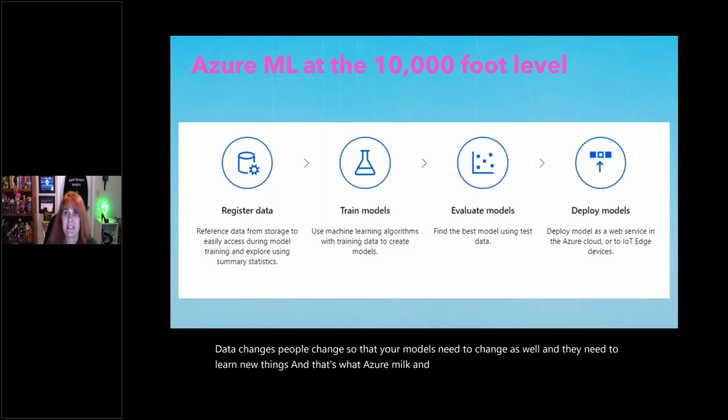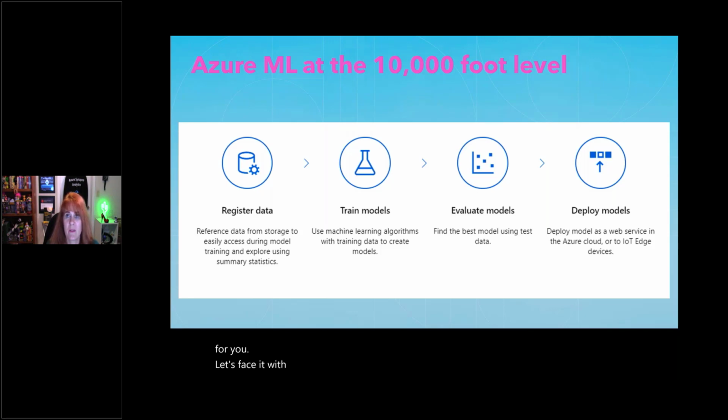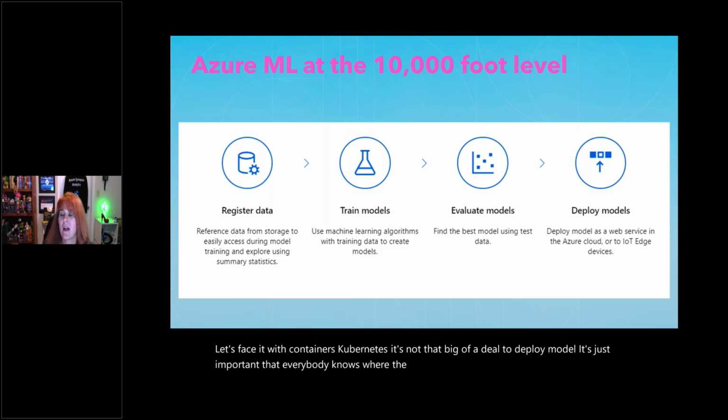Deployment is supposed to be easy. You shouldn't have to kill yourself doing deployment. As a matter of fact, it writes a lot of the code for you. Let's face it, with containers, Kubernetes, it's not that big of a deal to deploy a model. It's just important that everybody knows where the inputs and outputs are. And so it's pretty easy to get that code generated for you.